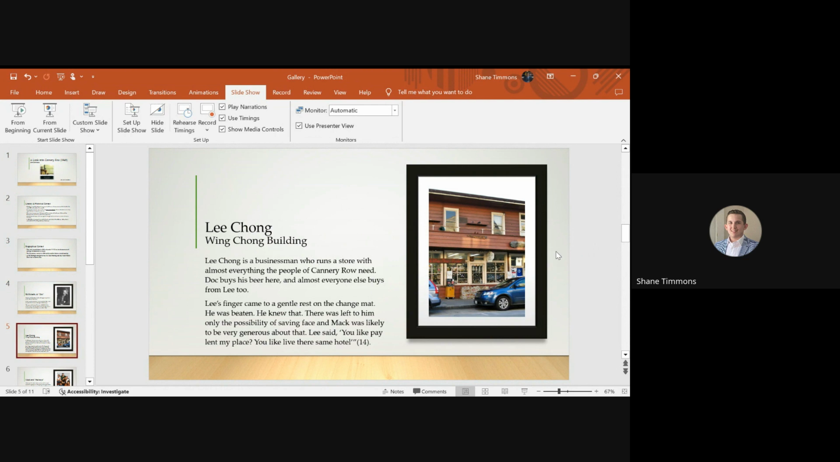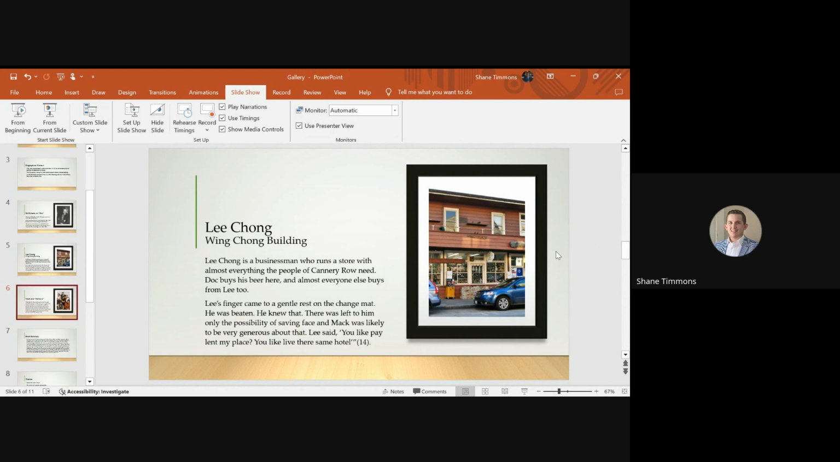So this is just a bit of how Lee operated. He put a lot of thought into his actions before he made decisions here.